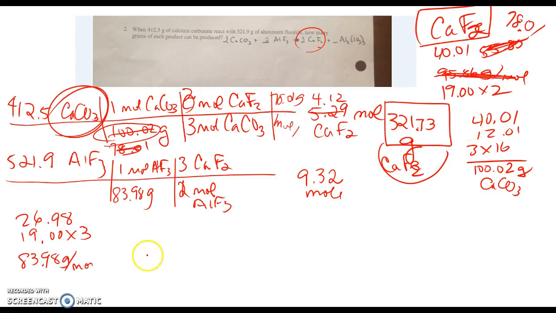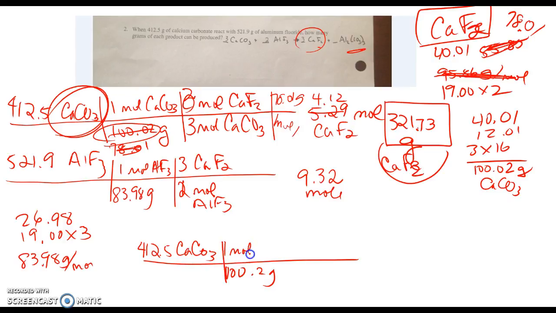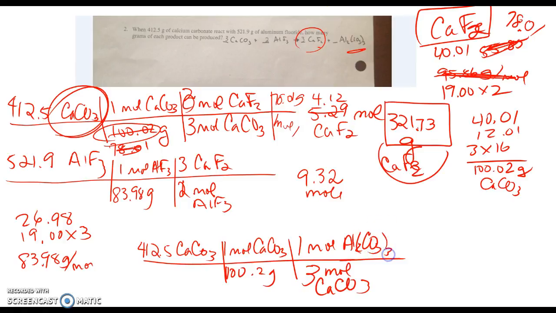Now, on the other hand, I'm going to start with 412.5 grams of CaCO3, and I'll figure out how much aluminum carbonate I think that is. So again, this is okay. 100.02 grams in 1 mole of CaCO3. Now use the balanced equation. For every 3 moles CaCO3, I'm hoping this is balanced, is 1 mole of Al2CO3. Now I haven't done the molar mass of that one yet, have I?